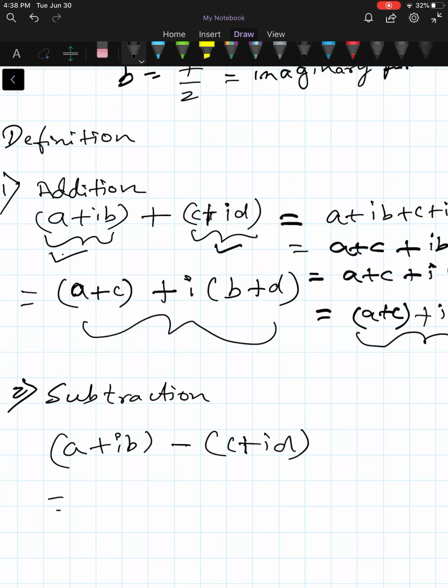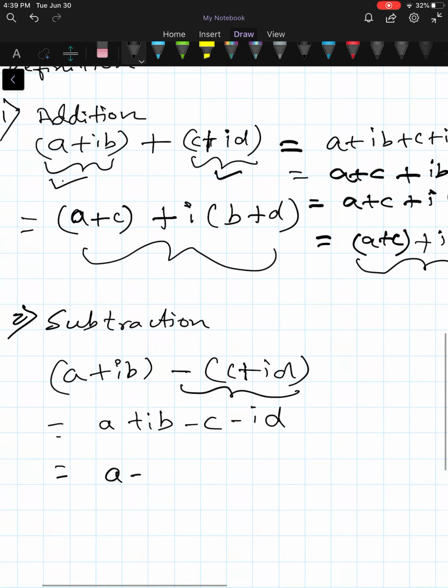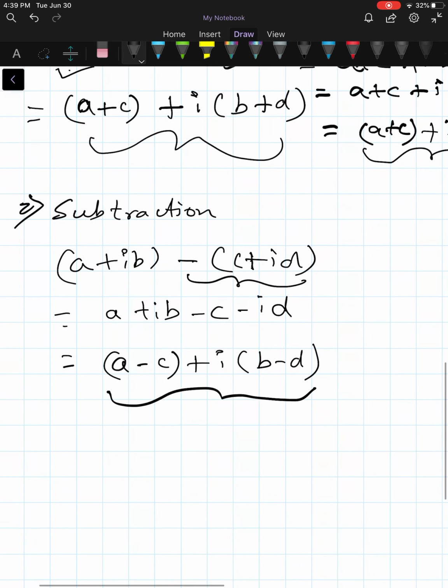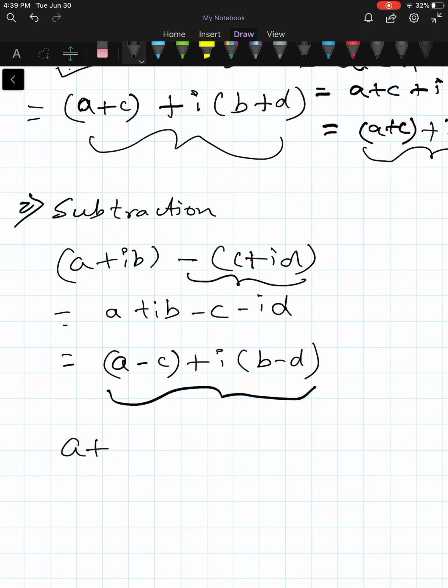So how do you subtract them? This is equal to a plus ib minus c minus id. Applying the distributive law here, and then grouping all the like terms, we get a minus c plus i times b minus d. Subtracting two real numbers gives us real numbers again. So this together is one complex number, and this defines the subtraction of two complex numbers.